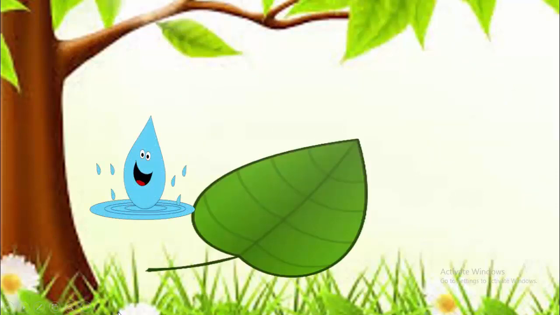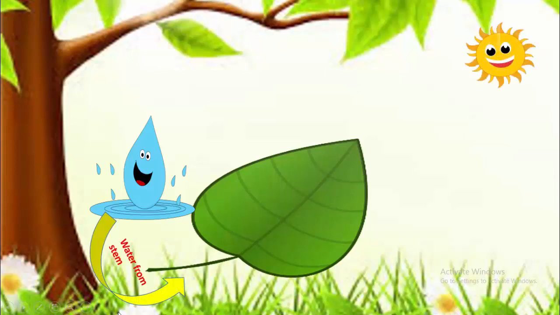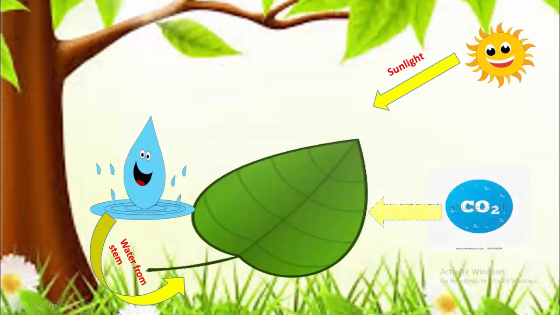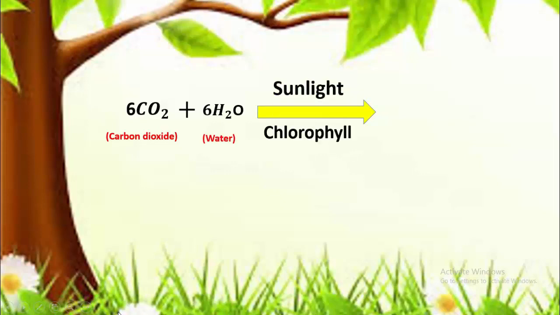Now the leaf takes water from soil, sunlight from the sun, and carbon dioxide from the air, and then the reaction happens. CO2, which means carbon dioxide, plus H2O, which means water, in the presence of sunlight with the help of chlorophyll, this carbon dioxide and water are converted into C6H12O6, that is glucose, plus O2, meaning oxygen.